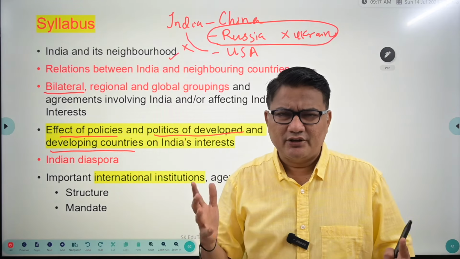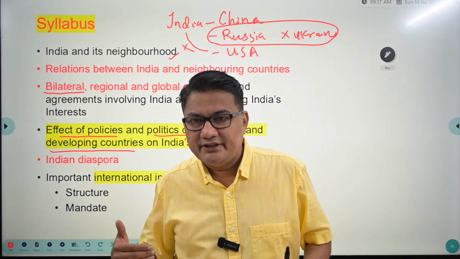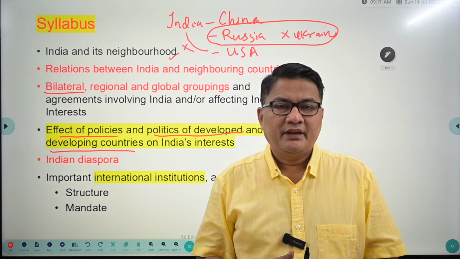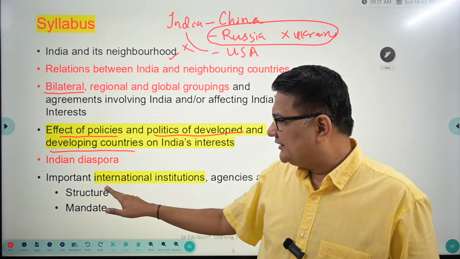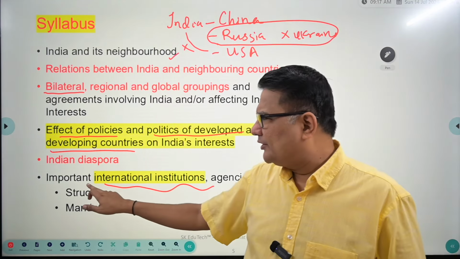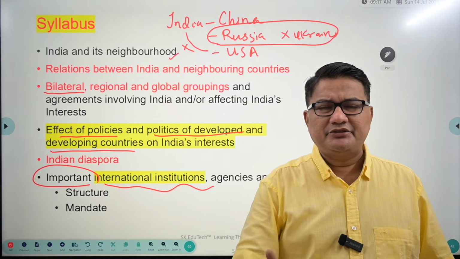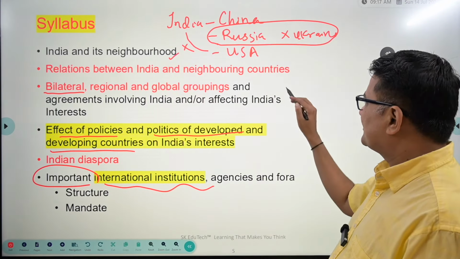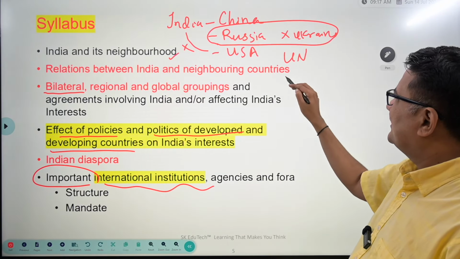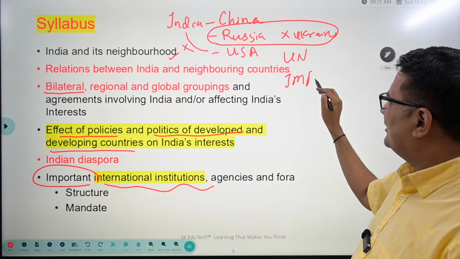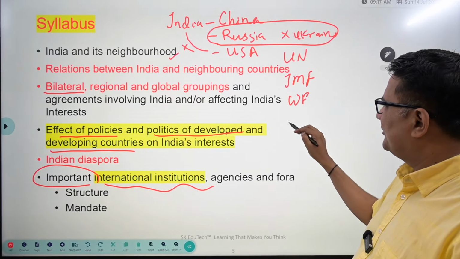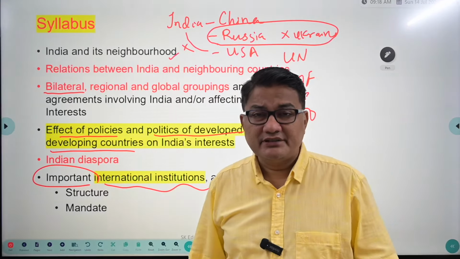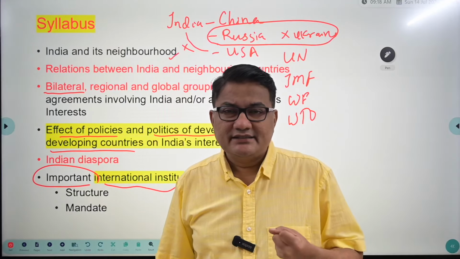Then there is a topic called Indian diaspora, meaning Indians who are living abroad, or other PIOs and NRIs and so on, and what is their effect on Indian foreign policy or how they help India. And then we are supposed to discuss certain international institutions which are important. Not all institutions, but important institutions which are in the news. Say for example, we are supposed to discuss the United Nations, IMF, World Bank, WTO. Then what are these agencies, what is the structure, what is the mandate? All these things are covered.